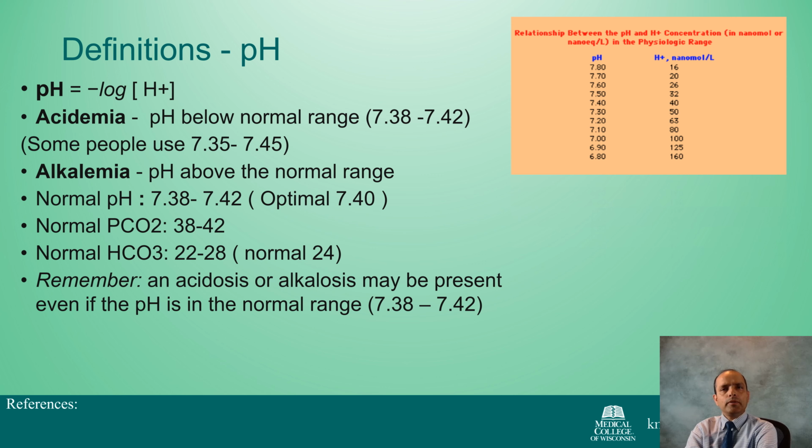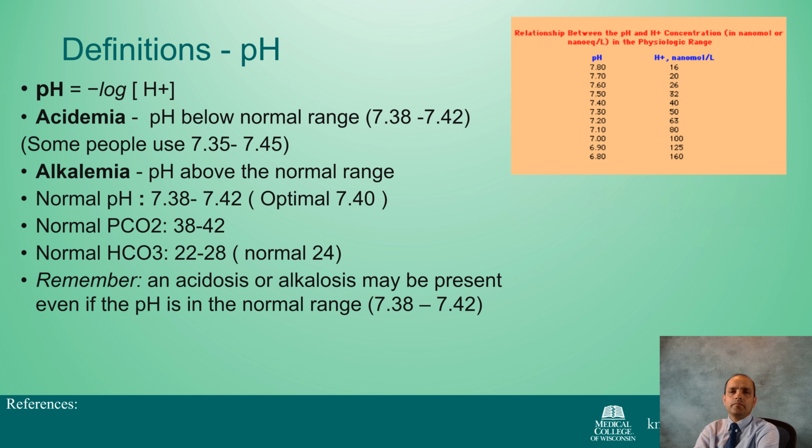As you all know, pH is a negative logarithm of hydrogen ion concentration. And acidemia is supposed to exist if the pH is below the normal range. On the other hand, alkalemia is supposed to exist if the pH is above the normal range. And what is the normal range? Normal range is from 7.38 to 7.42. Some liberal people have the number from 7.35 to 7.45. Both of them are right.